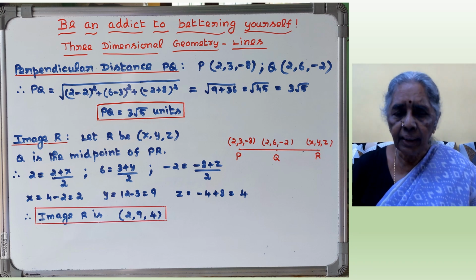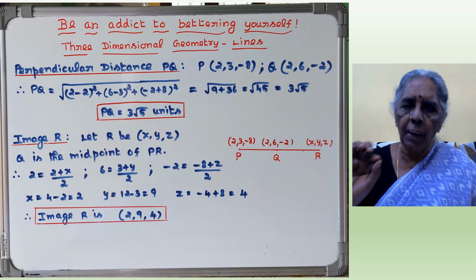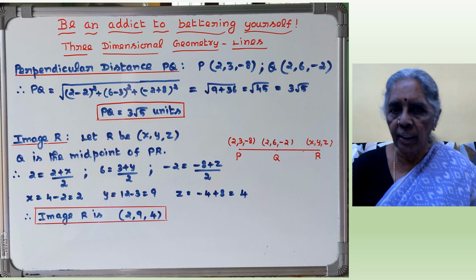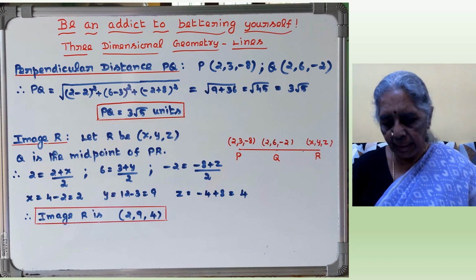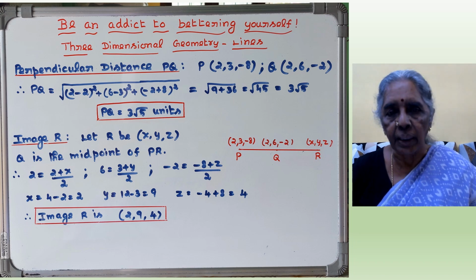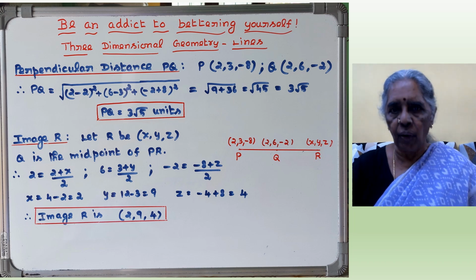Next, you have to find the image R. Let us take R to be some x, comma y, comma z. Now, just see, I have drawn a small straight line, PR. Now, P you know 2, comma 3, comma minus 8. Q is the foot of the perpendicular, that is 2, comma 6, comma minus 2. And R is x, comma y, comma z. And already I have told you, Q is the midpoint of PR. So we have to use the midpoint formula.